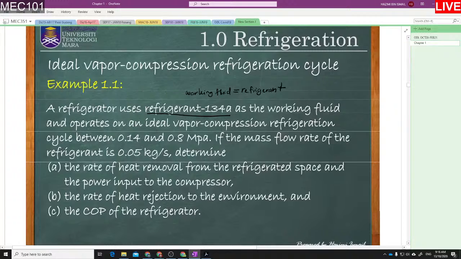Okay, dia kata operates on an ideal vapor compression refrigeration cycle. Okay, ni highlights the ideal, because if we have the ideal system, so kita tak payah consider heat loss, pressure loss. Okay, senang lah. Okay, dia kata okay, cycle between 0.14 and 0.8 MPa.